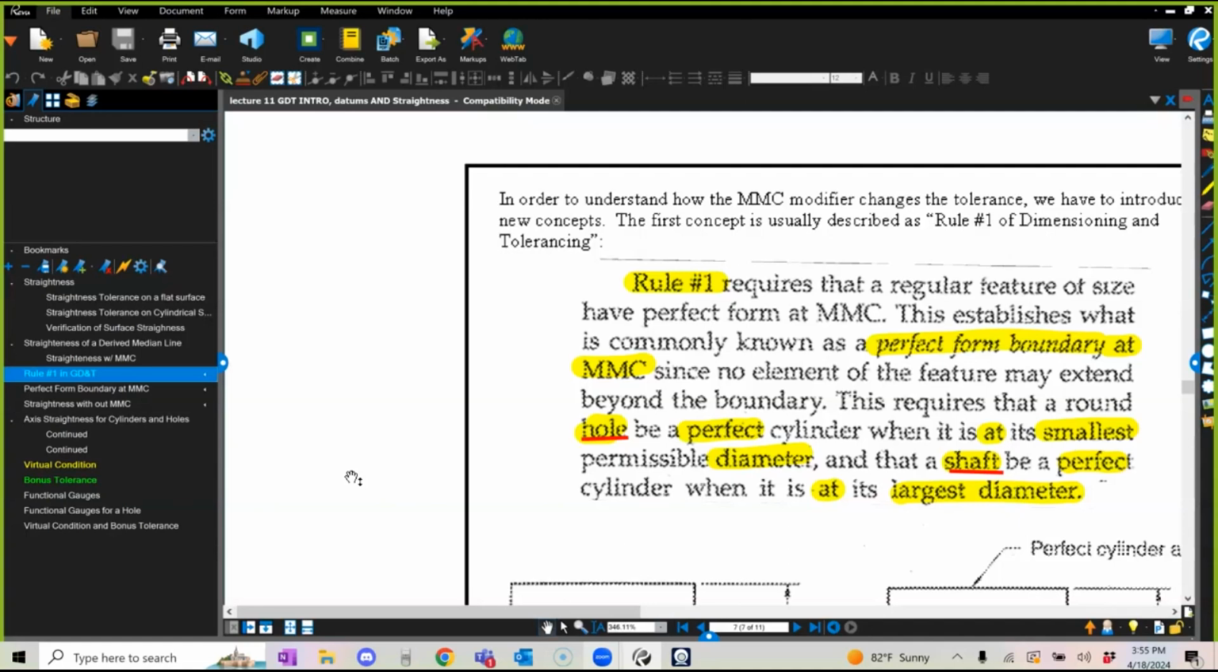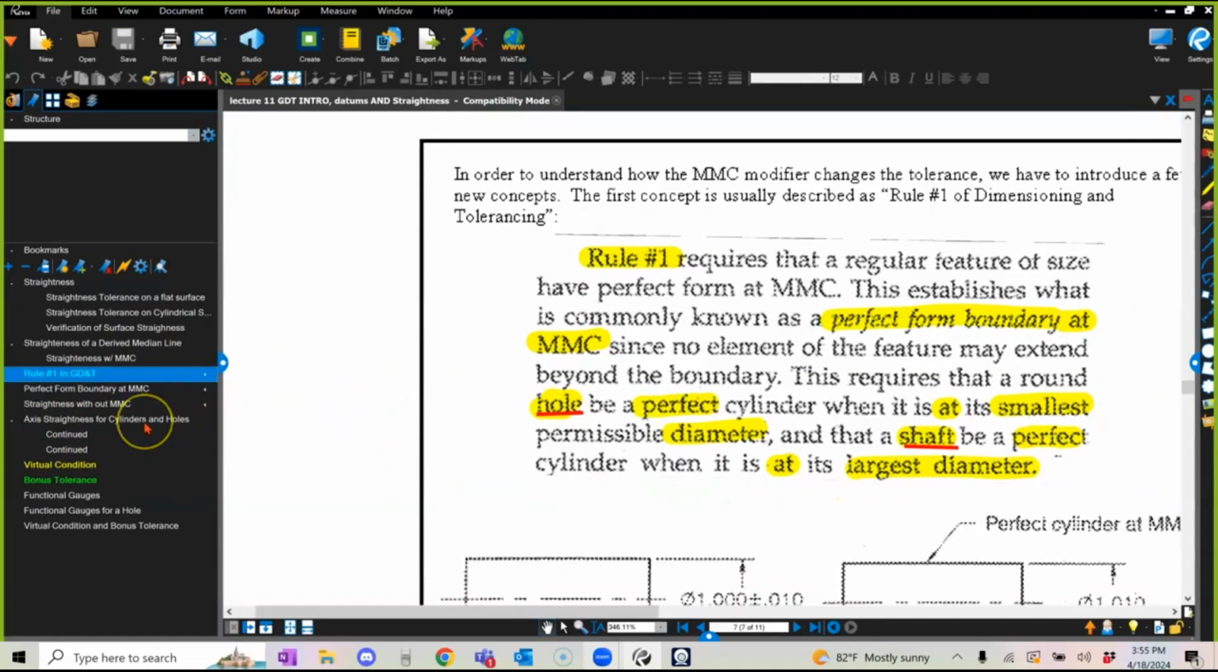Okay, now that was MMC, rule number 1, which I try to explain during the class. Hopefully, it makes a little bit of sense. And then right after that, I talked to you guys about straightness of a surface, and straightness of a derived median line. The straightness of a surface is easy, and I won't go over it. You guys watch the lecture if you didn't watch it in the morning. The straightness of a derived median line is a little bit more complex. That's what I want to go over in class.